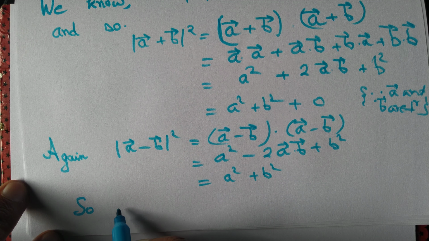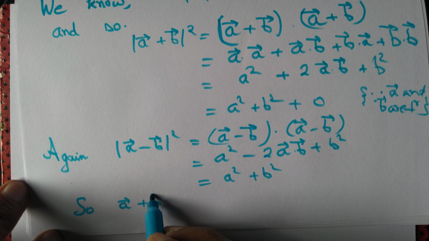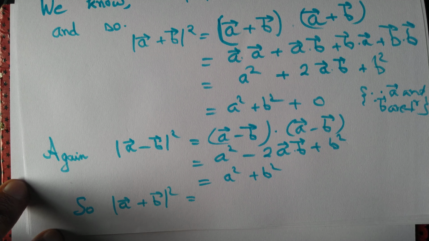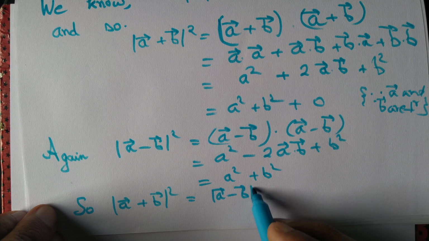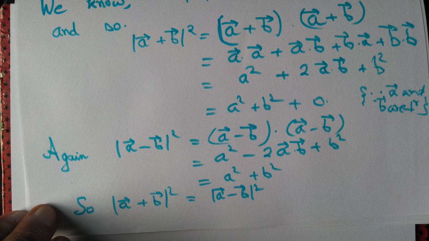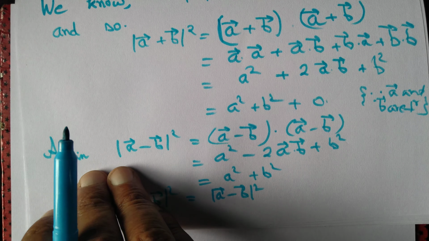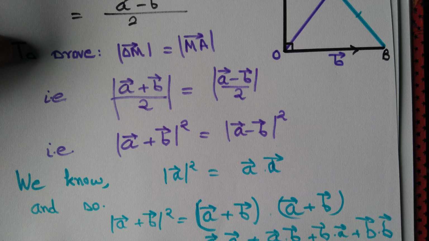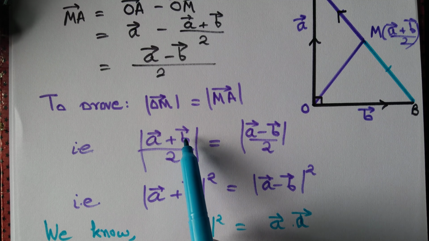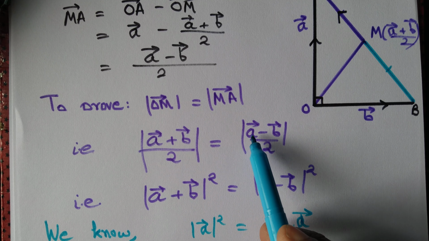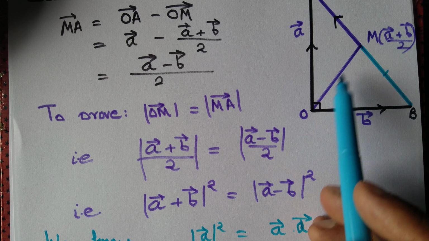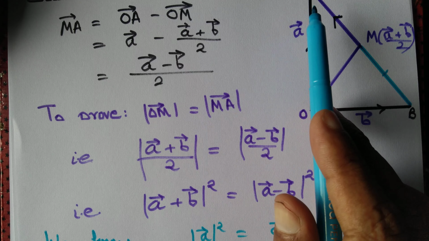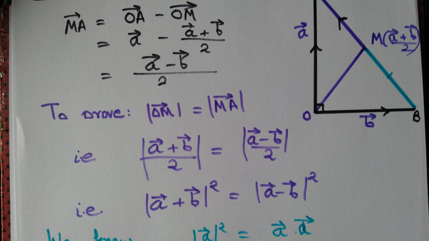So (A plus B) whole thing squared equals (A minus B) whole thing squared. Those two are equal, and from there we conclude that (A plus B) by 2 is exactly equal to (A minus B) by 2 magnitude wise. So the magnitude of OM is exactly equal to the magnitude of MA.